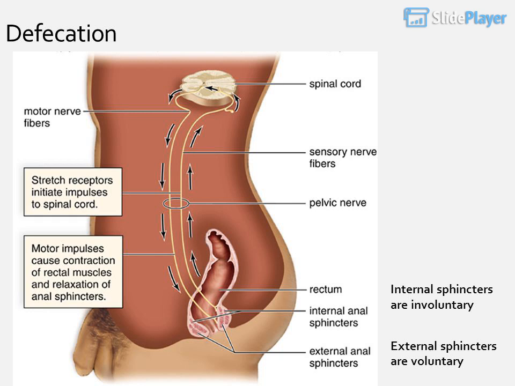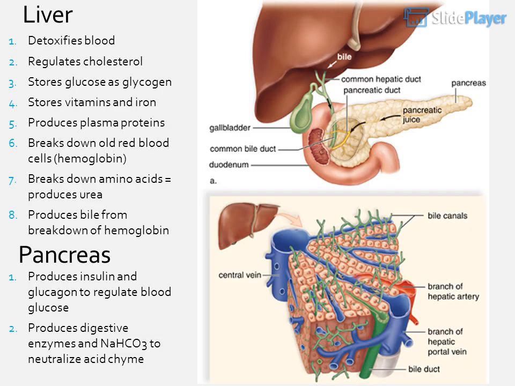External sphincters are voluntary. Liver detoxifies blood, regulates cholesterol. Stores glucose as glycogen. Stores vitamins and iron. Produces plasma proteins. Breaks down old red blood cells, hemoglobin. Breaks down amino acids, which produces urea. Produces bile from breakdown of hemoglobin.